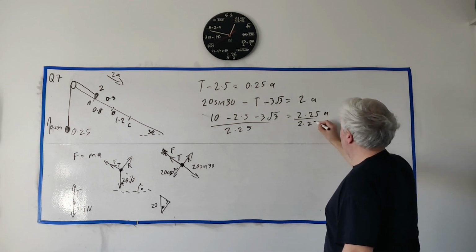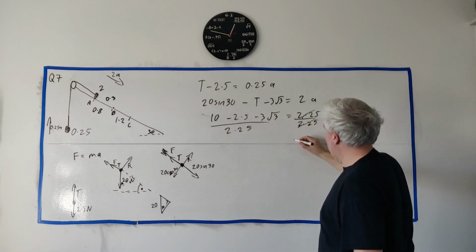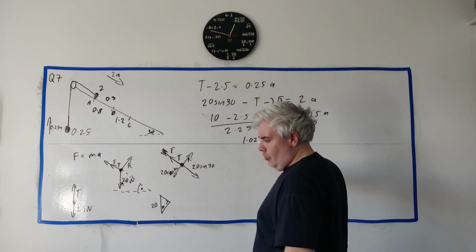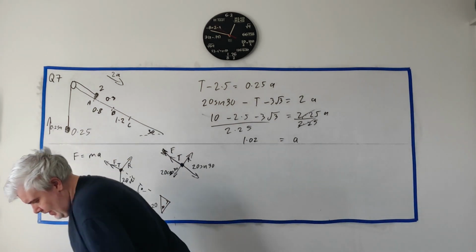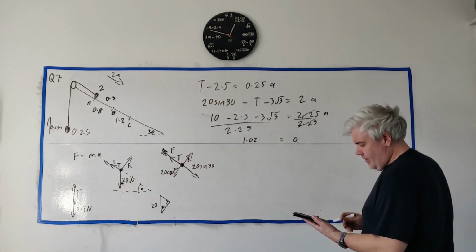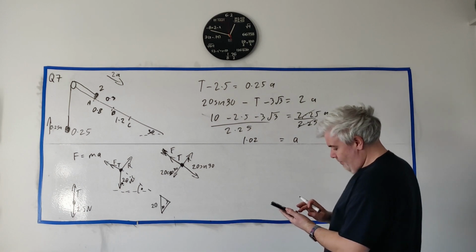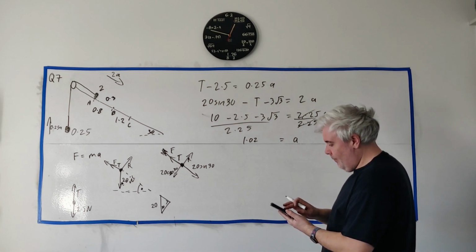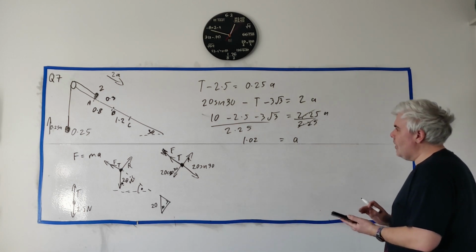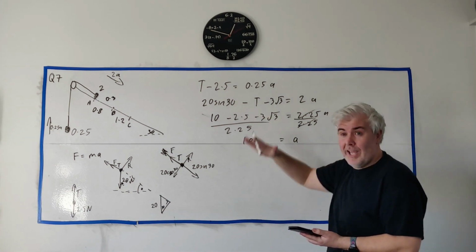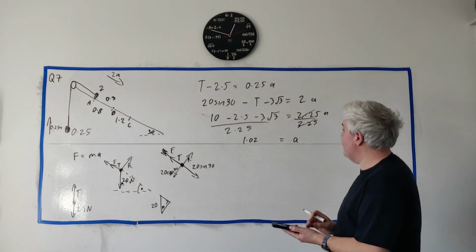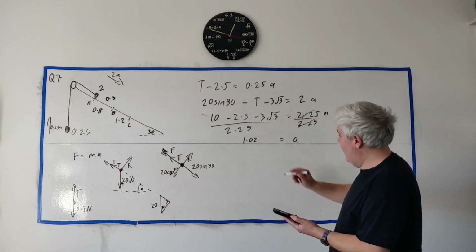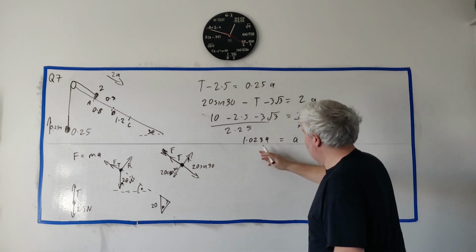2.25 cancels. Put this in a calculator and we get A is equal to 1.02. Let's get a few more digits. I will call it a mistake in the exam's marking scheme, in that they use this number for the rest of the question. We're going to have to use A for the rest of the question, but this number is not perfect. It's close, but that's a little closer.